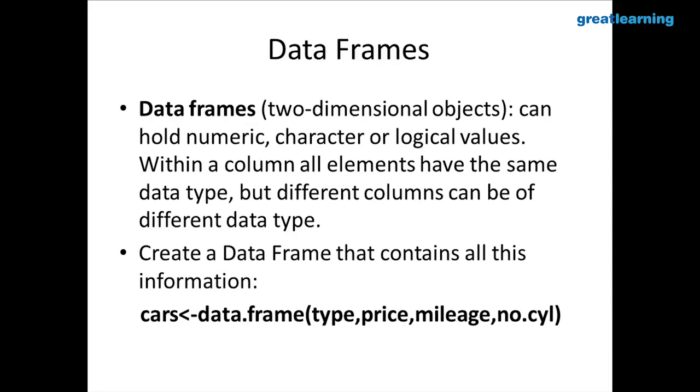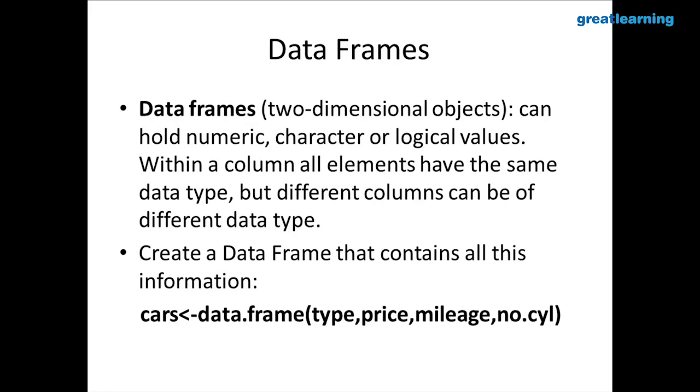So I have two types of vectors, right? Imagine you need to store multiple types of information in a single data object. For example, you want to hold characters, numbers, and logical values like true and false in a single data object. The solution to that is data frames.